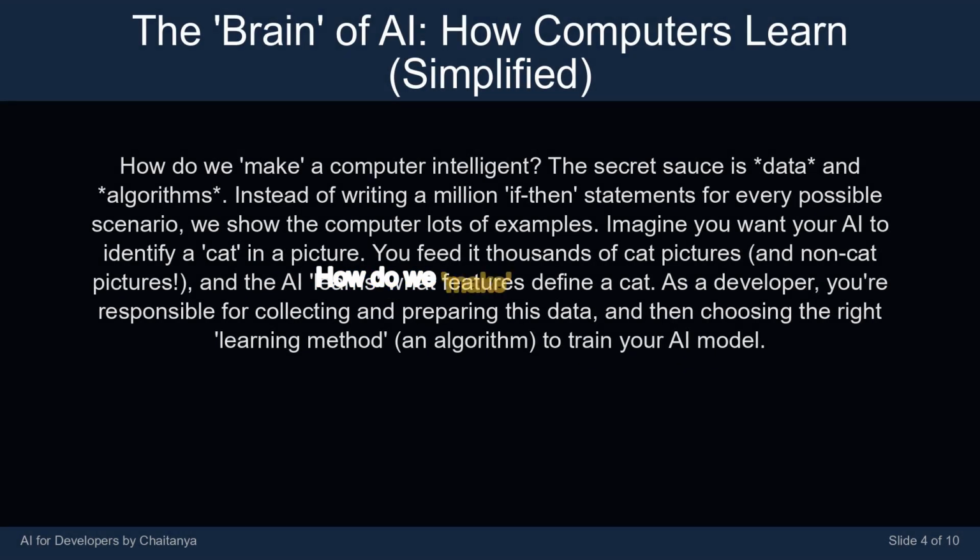How do we make a computer intelligent? The secret sauce is data and algorithms. Instead of writing a million if-then statements for every possible scenario, we show the computer lots of examples. Imagine you want your AI to identify a cat in a picture. You feed it thousands of cat pictures and non-cat pictures, and the AI learns what features define a cat. As a developer, you're responsible for collecting and preparing this data, and then choosing the right learning method, an algorithm, to train your AI model.